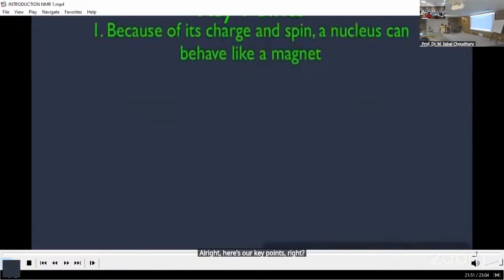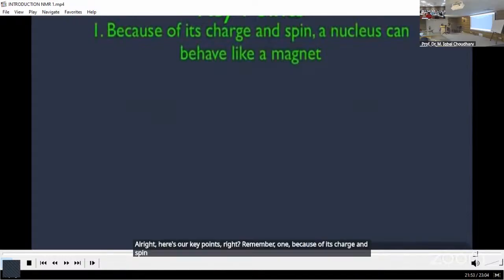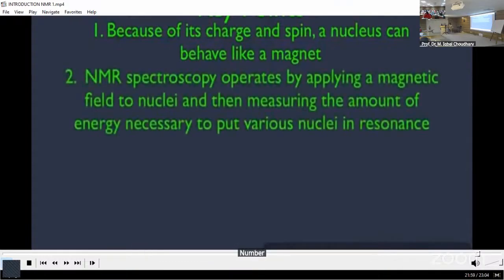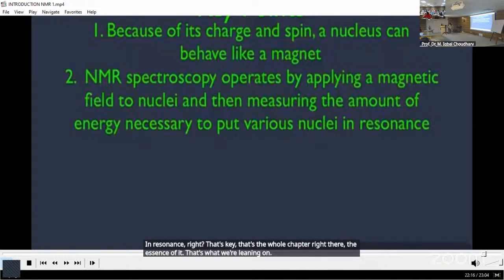Remember, 1, because of its charge and spin, a nucleus can behave like a magnet. That's very central. We saw that. Number 2, NMR spectroscopy operates by applying a magnetic field to a nuclei and then measuring the amount of energy necessary to put various nuclei in resonance, right? That's key. That's the whole chapter right there, the essence of it. That's what we're leaning on. This is the science behind the concept of how this machine works.